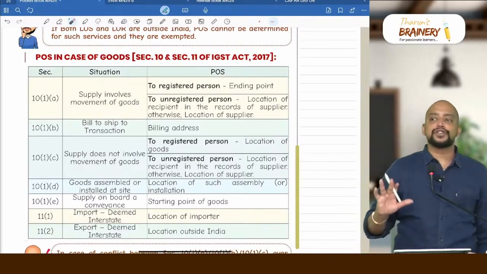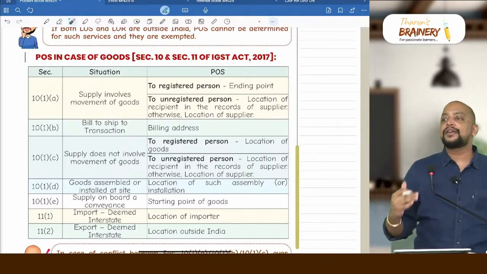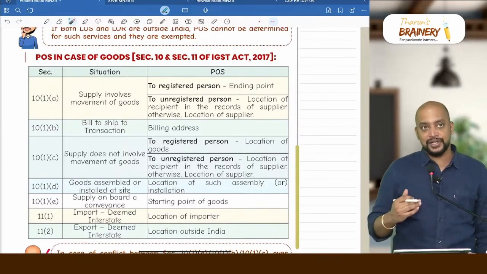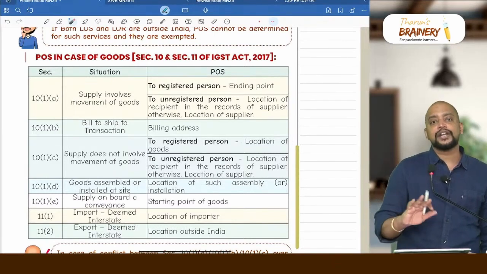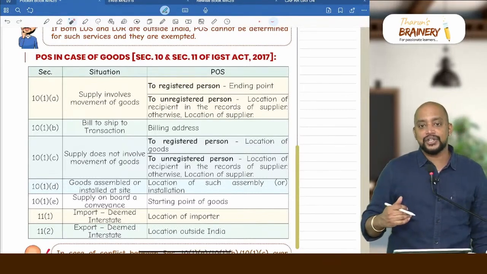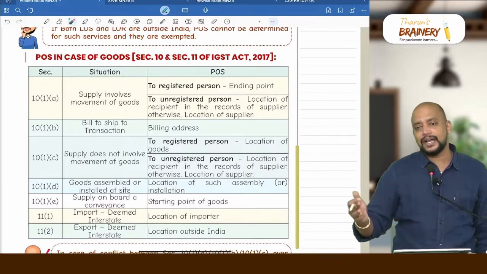There are total 5 situations. Try to remember with the clause number. 10(1)(a), supply involves movement of goods. 10(1)(b), bill to ship to transaction. 10(1)(c), supply does not involve movement of goods. 10(1)(d), assembly or installation at site. 10(1)(e), supply of goods on board a conveyance.